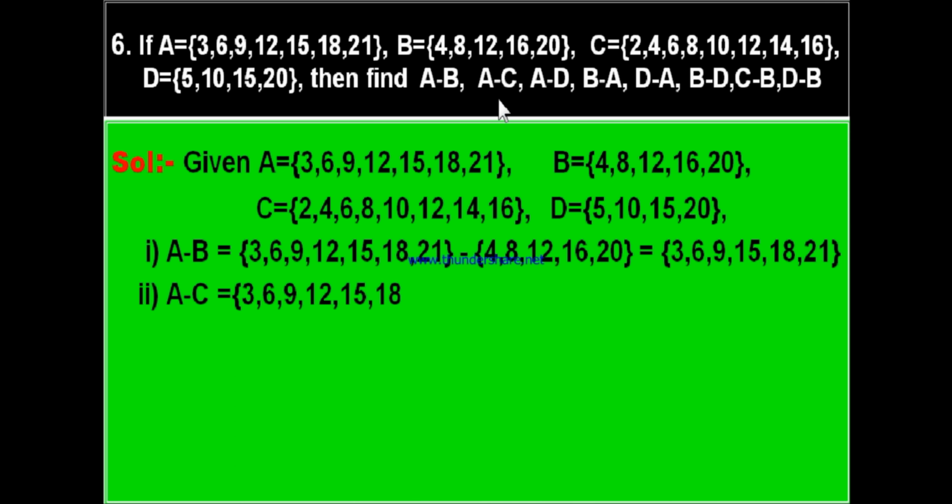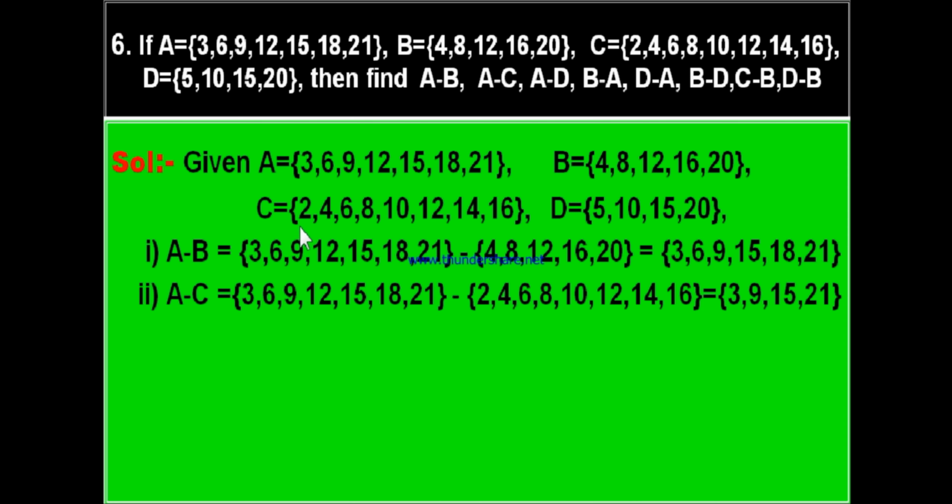And second bit, A minus C. Again write A set minus C set. Set of 2, 4, 6, 8, 10, 12, 14, 16. Then since it is minus, you come to the first element 3. 3 is in first set. Then can you find 3 in second set? 3 is not there in second set, therefore write 3.